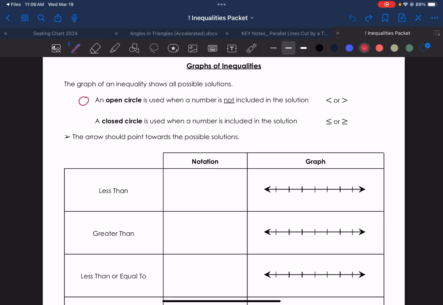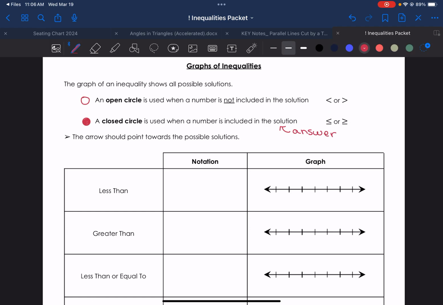So if you remember from last year, an open circle is going to be used if the number is not included in the answer or the solution. So that's going to be these symbols here, less than or greater than. Whereas a closed circle, which is colored in, is going to be used when the number is included in the solution or the answer, such as less than or equal to, greater than or equal to. Again, solution just means the answer.